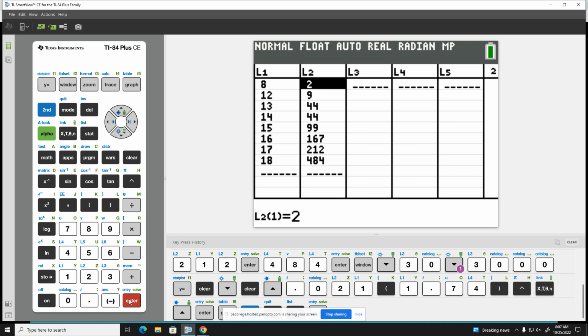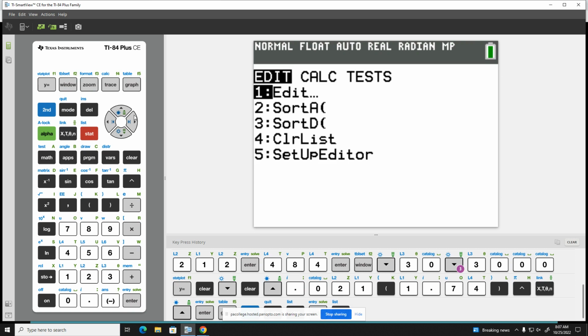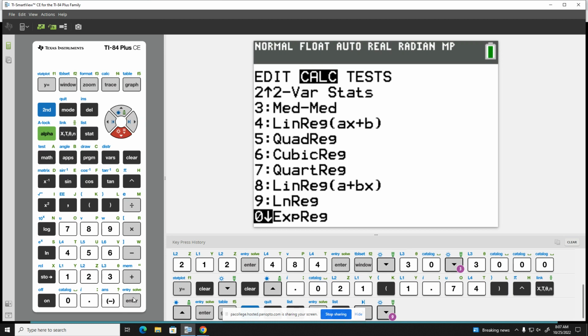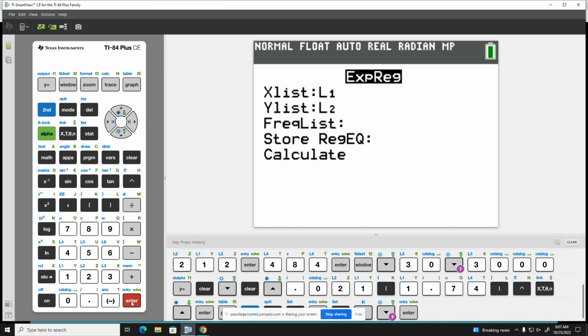And what I want to do, we said that that had the concave up curve. So I want to do an exponential regression for that. So going back to Stat, over to Calculate, and down to EXP regression. I'll hit Enter enough times for this to run the regression and get me an equation.